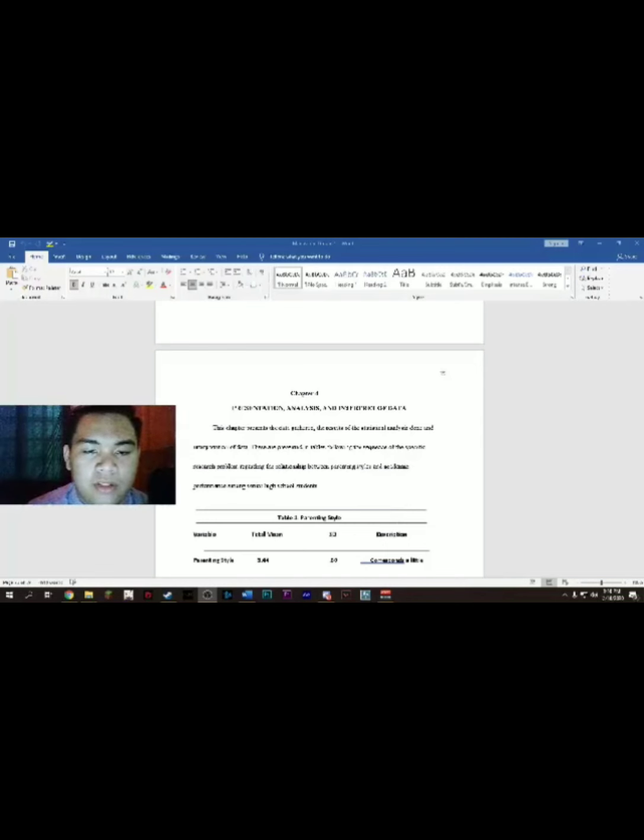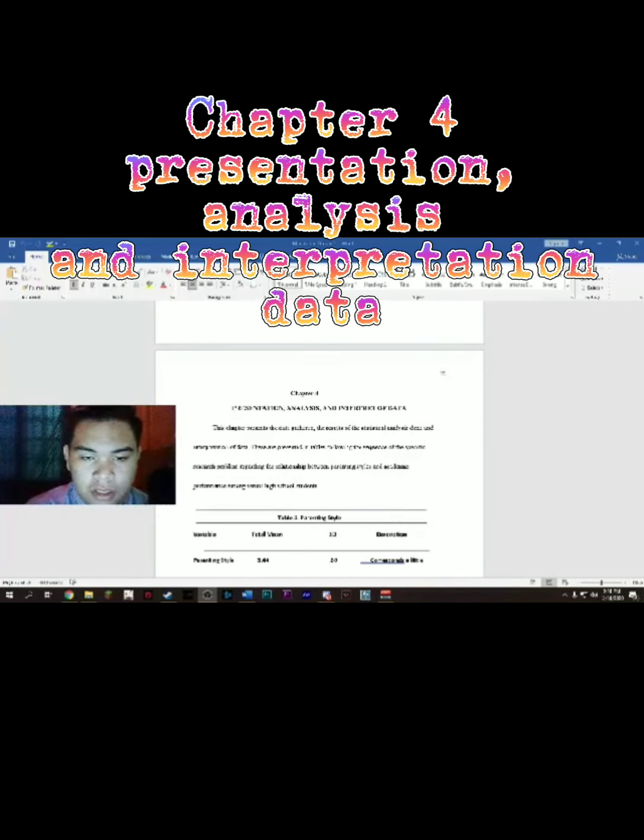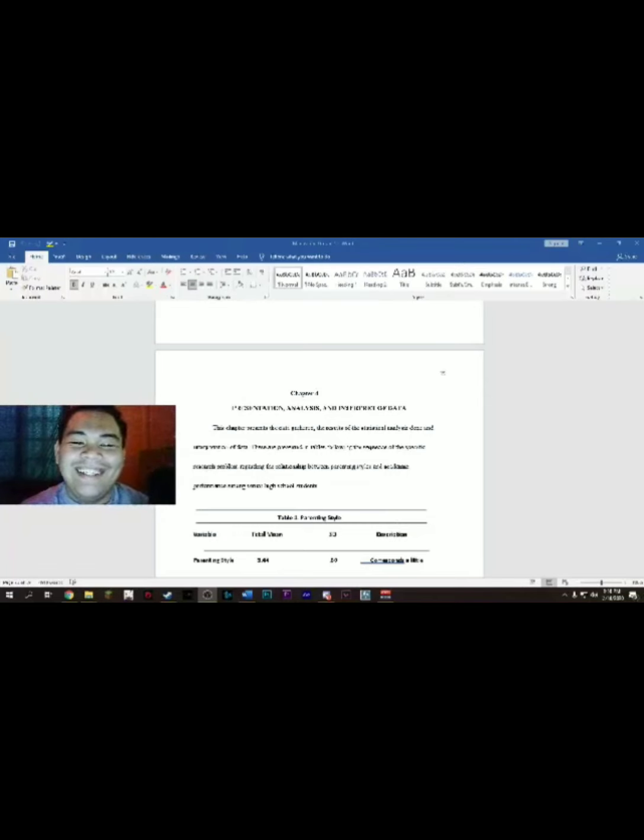To discuss Chapter 4: Presentation, Analysis, and Interpretation of Data. This chapter presents the data gathered, the results of statistical analysis done, and interpretation of data. These are the presented tables following the sequence of the specific research problem regarding the relationship between parenting style and academic performance among the senior high school students.